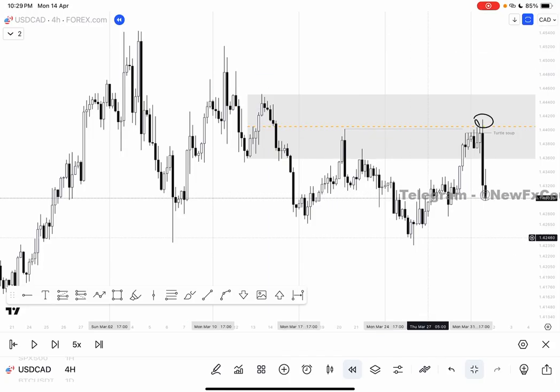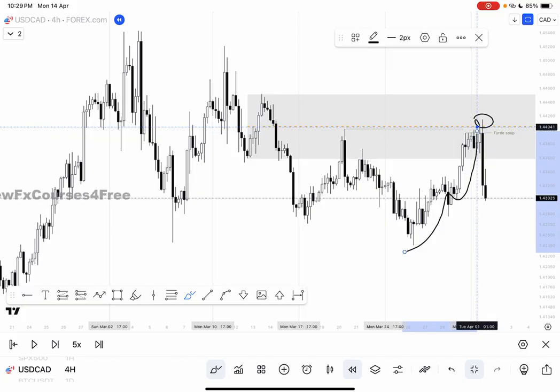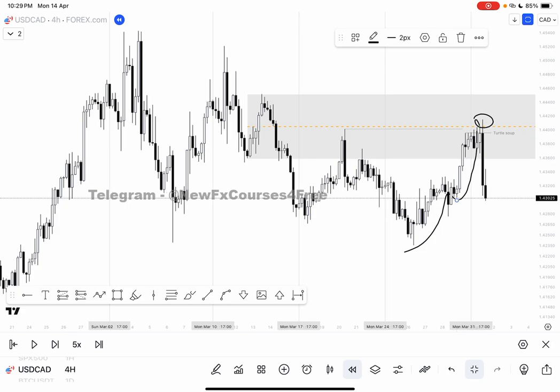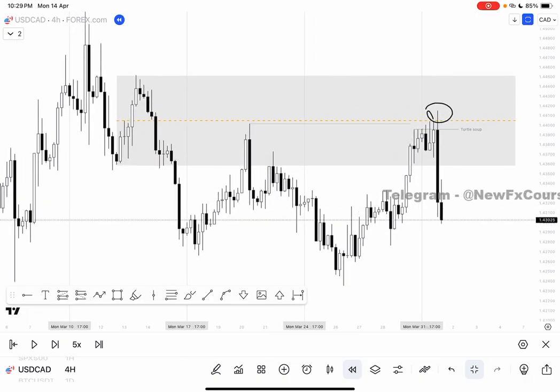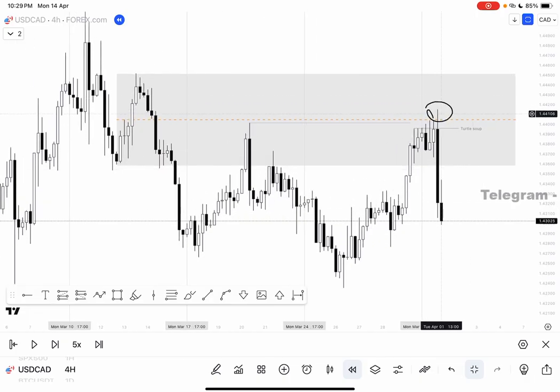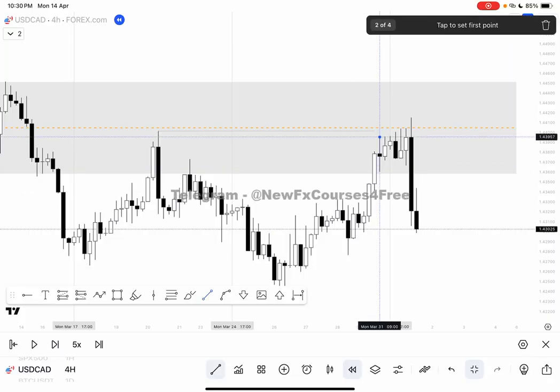So this whole move higher was just to actually take out this week 3 liquidity pool. So we can position ourselves for shorts here, or you can wait for your change in state of delivery to confirm your smart money reversal.